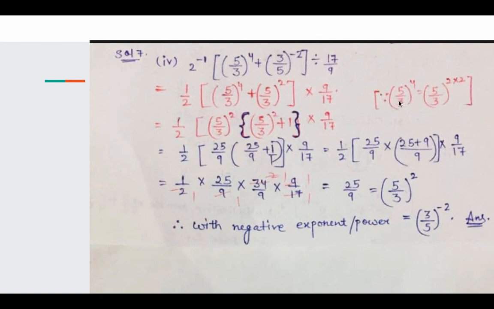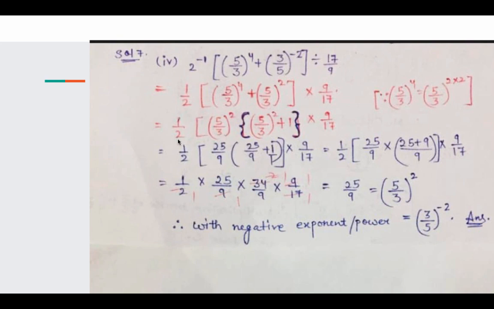Okay. Now see here. 5 by 3, I have written here and explained. 5 by 3, whole raised to power 4. Can we write it as 5 by 3, whole raised to power 2 into 2? Because then also it will become 4. Why am I doing it? So that in the next step, when I take common, you are able to understand this.